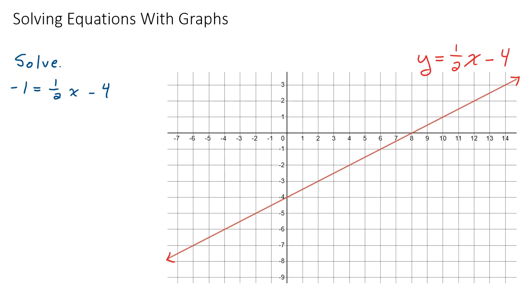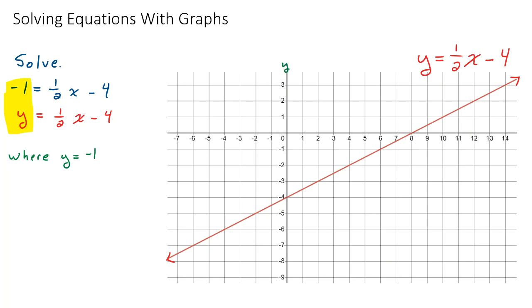So notice that this equation mirrors the graph of the equation, except that instead of y, we have -1. So what we've really done here with this blue equation that we're solving for x is we've replaced y with -1. So in order to solve this equation with the graph, we want to find on the graph where y equals -1.